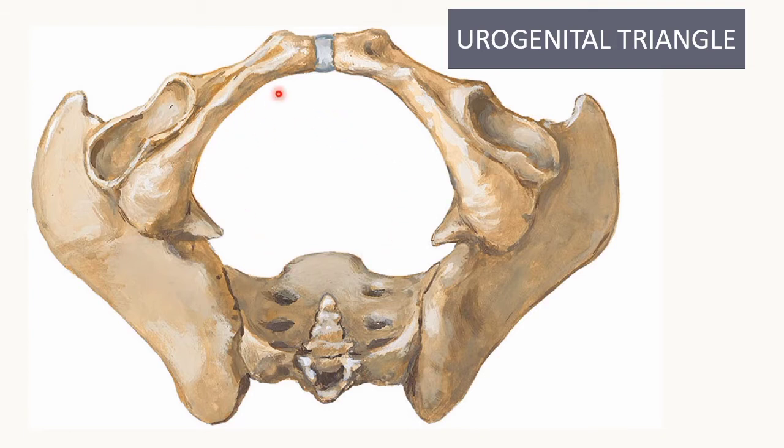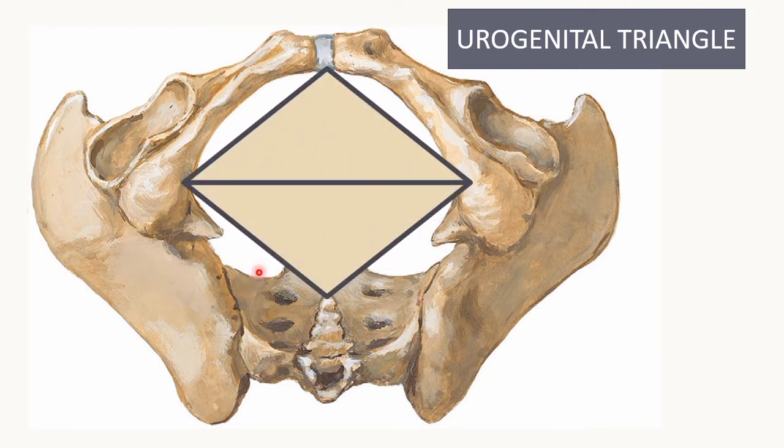Here you can identify that we have turned it upside down and we are seeing it from the inferior aspect. Posterior to the pubic bones and medial to the ischiopubic ramus, these are the right and left ischiopubic rami, and these are the ischial tuberosities. Anterior to the sacrum and the coccyx, this particular region is called the perineum. This perineum is subdivided into two triangles.